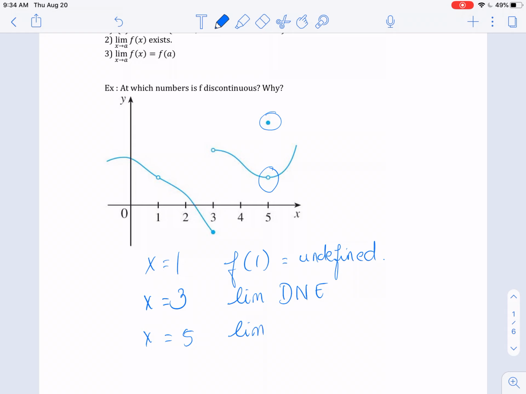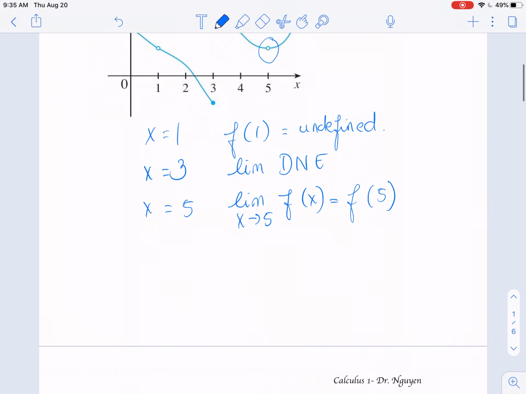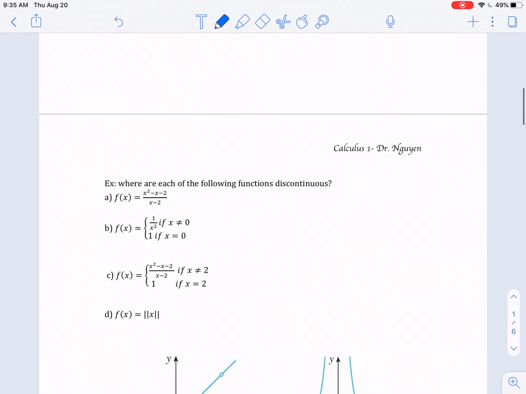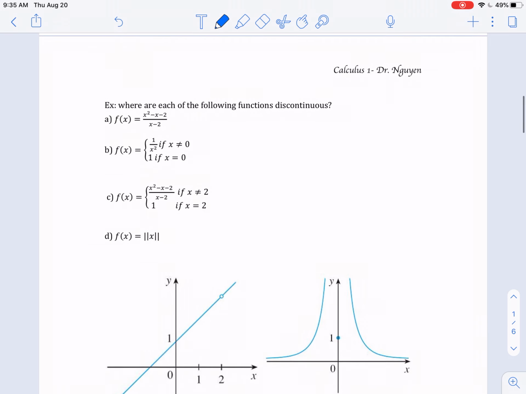So we have the limit as x approaches 5. The function f of x is not the same as f of 5. So we have those problems, those numbers show discontinuity. Anyway, I always say that a function is continuous when you can sketch the graph without lifting up your pen or pencil. Now let's take a look at this example right here.